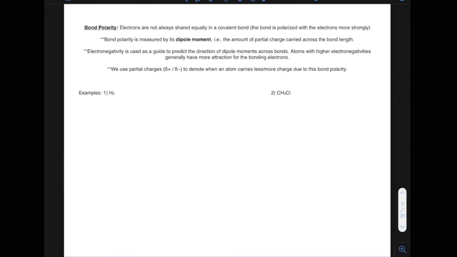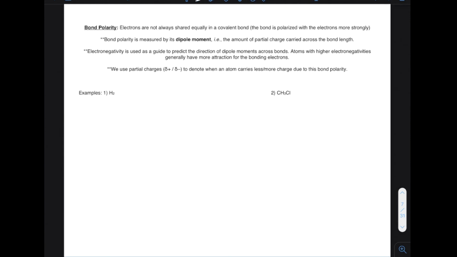And another example of remembering periodic trends, we have to think about electronegativity. In general, the more to the right we are on the periodic table, the more electronegative an atom is compared to atoms to the left. So electronegativity is used as a guide to predict the direction of dipole moments across bonds, and atoms with higher electronegativities are going to pull electrons more towards themselves. We've used positive and negative charges, but we can also use partial charges, signified here by delta, to denote when an atom carries less or more charge due to this bond polarity. So let's look at an example.